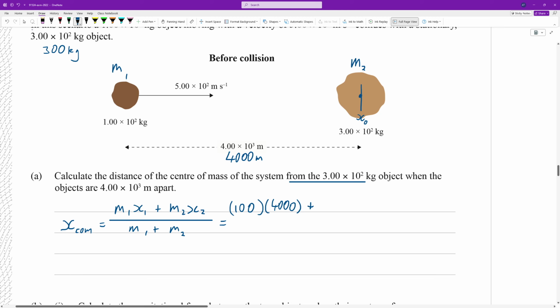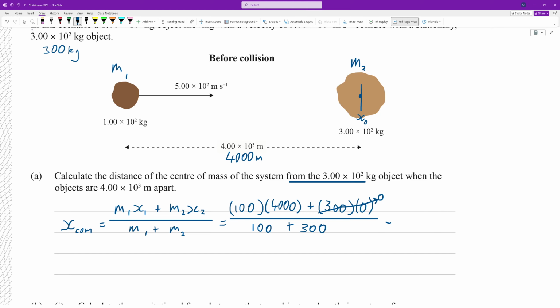Plus M2, well that's our larger mass, which has a mass of 300 kilograms, times the distance of M2 from the origin. But since we define the origin as on M2, that distance is 0. Right? It is 0 meters from its own center of mass, from itself, which is nice because this whole term goes to 0. But I'm showing that step regardless, all over the sum of the masses, 100 kilograms plus 300 kilograms.